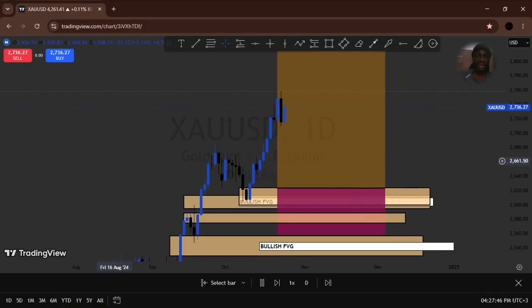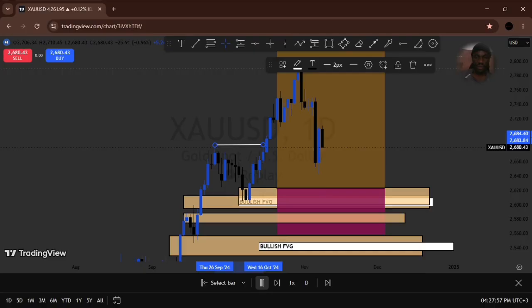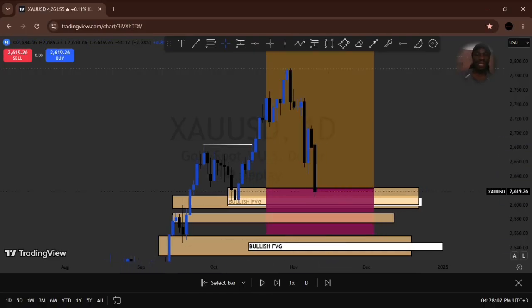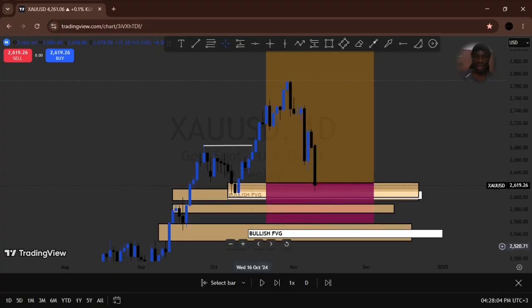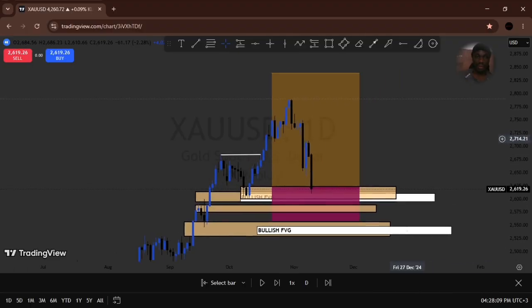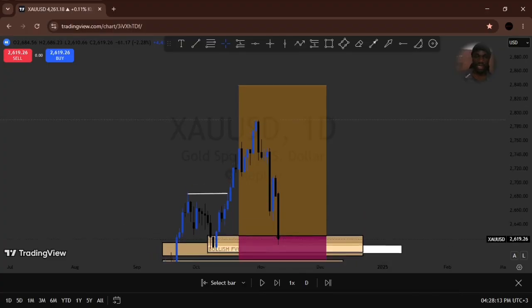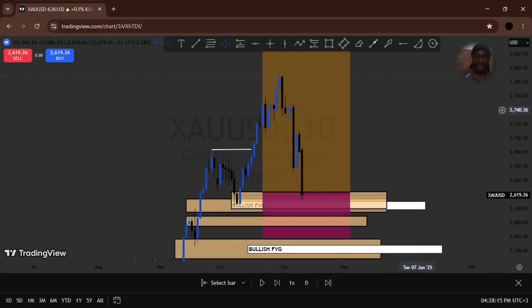because at some point, if price comes back, now we are seeing here market structure shift to the upside. You are seeing that at some point the market came back to test this.